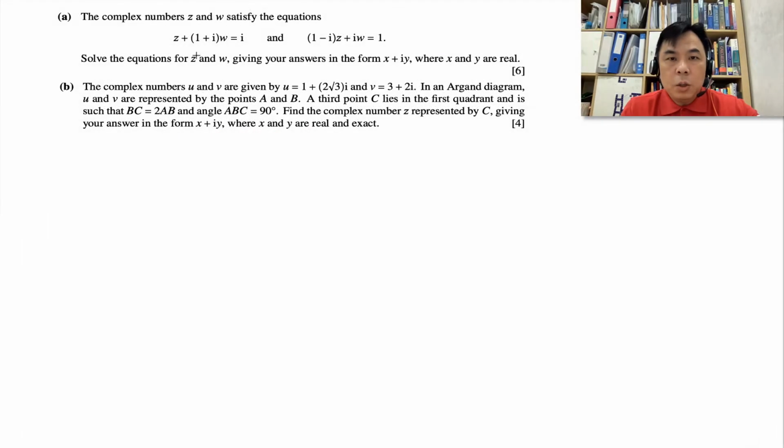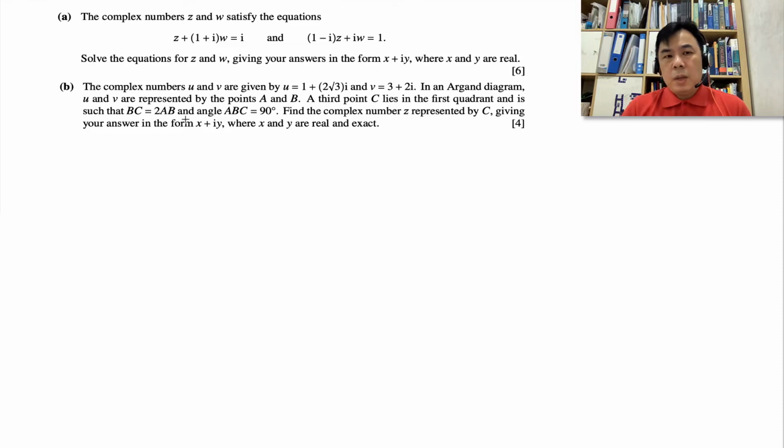All right, let's take a look at the second question here. We have the complex numbers u and v given by these two complex numbers. In an Argand diagram, u and v are represented by the points A and B. A third point C lies in the first quadrant and is such that it satisfies these two properties.